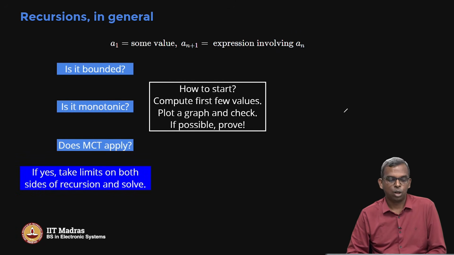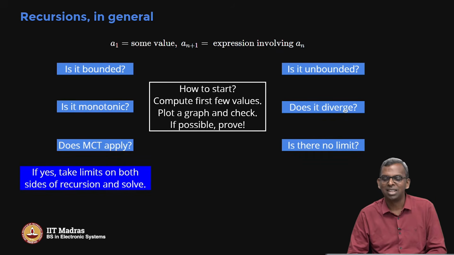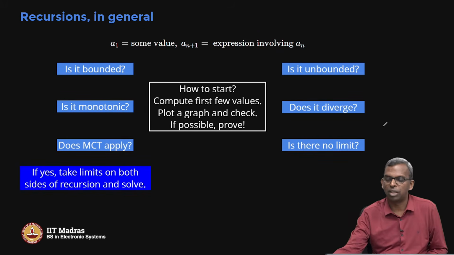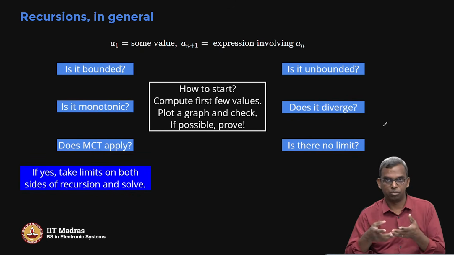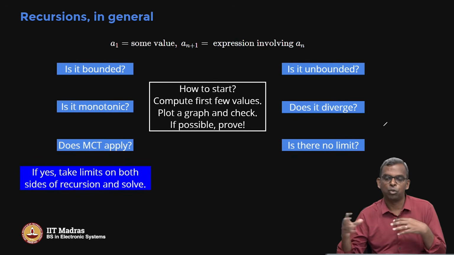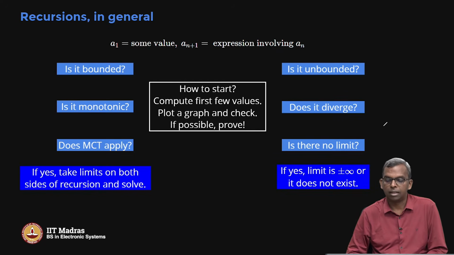So you take limits on both sides of the recursion and hopefully you can solve for the limit in some reasonable way. So more or less, that's one direction. But quite often that won't happen. If it doesn't, then you have to ask yourself other kinds of questions. Is it unbounded? Is it going to go off to infinity somewhere? Does it diverge, or does it have no limit? Is it going to oscillate back and forth between multiple points, with no limit as such for the entire sequence?